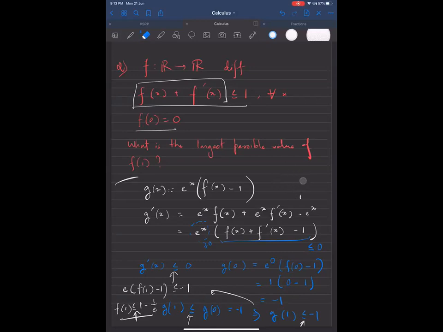In that case, if g of x was e to the x times f(x), we would just get an inequality which would say that g prime x is less than or equal to e to the power x, and then we could just integrate both sides to get what we want. Yeah, something like that should work.